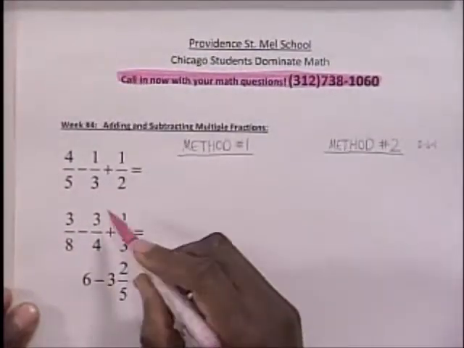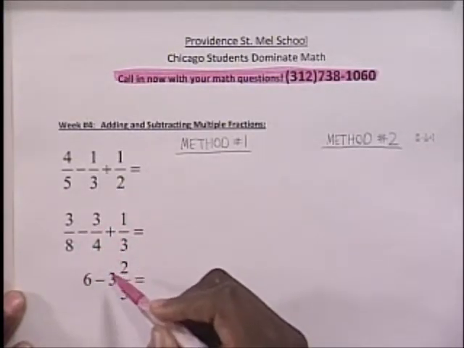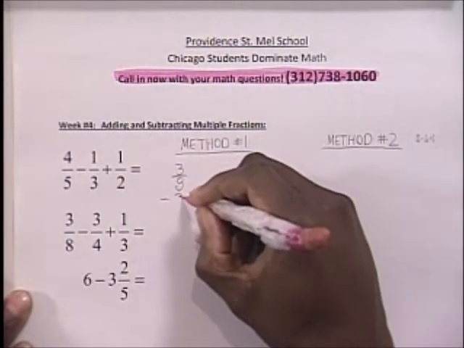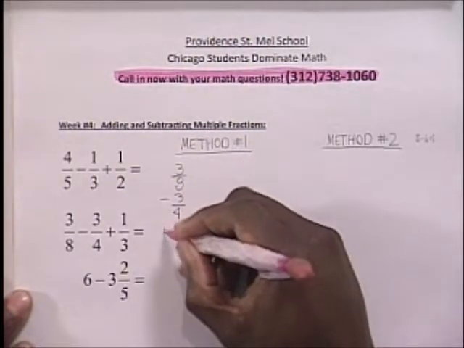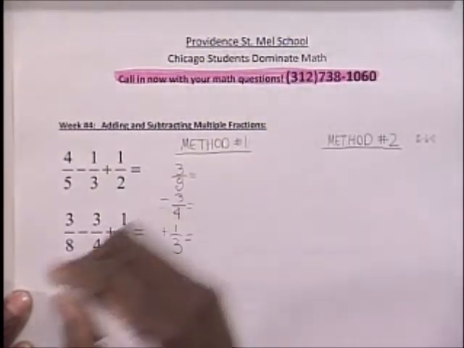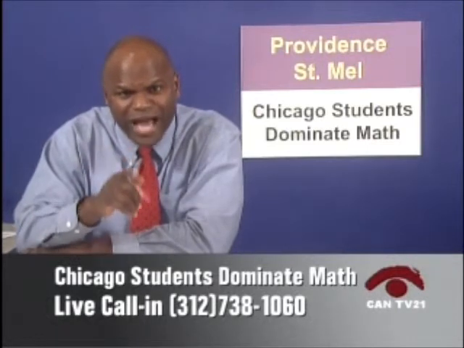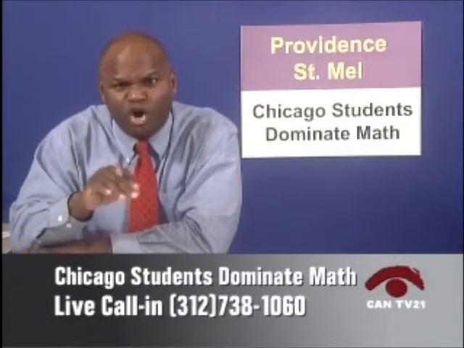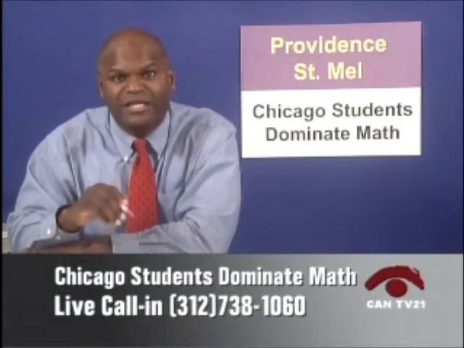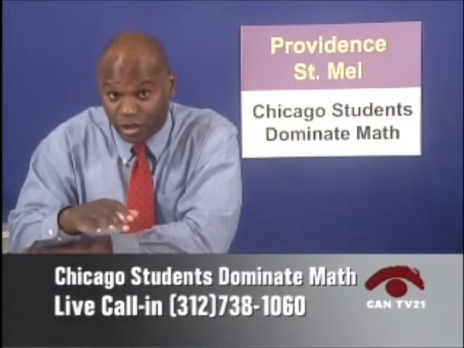All right, so let's look at 3/8 minus 3/4 plus 1/3. We have 3/8 minus 3/4 plus 1/3. Again, the most important thing is a least common denominator. And what we are not doing is taking all of the denominators individually and multiplying them together. That does not give you a least common denominator. It gives you a common denominator, but not a lowest common denominator.